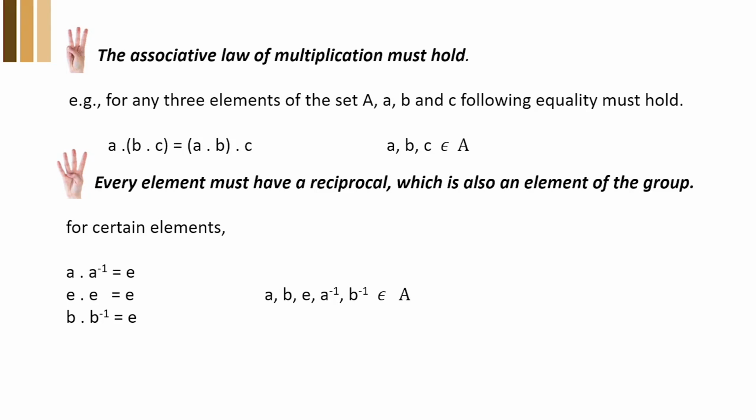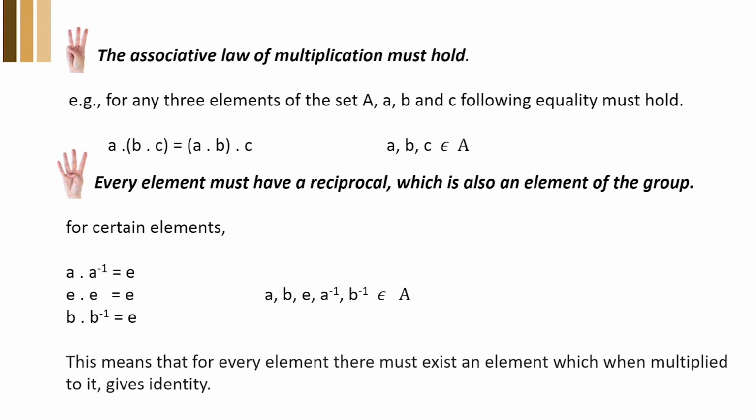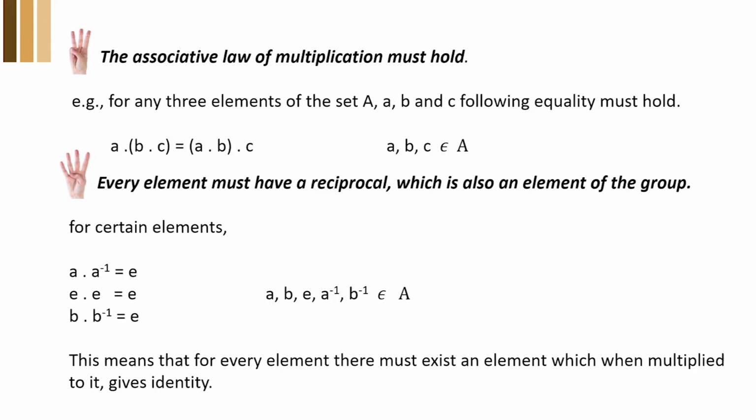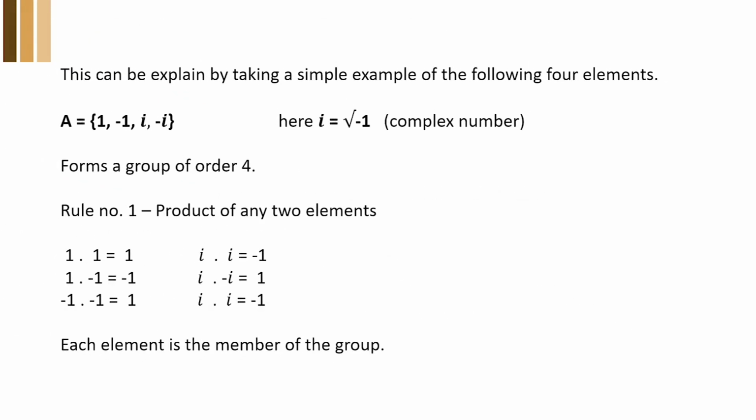These elements should be the member of that particular set. So if this postulate is fulfilled, then we will see that this particular set can be given a status of a group. An example of this kind, A = {1, -1, i, -i}, can be taken for consideration. There are 4 elements, so the order of the group is 4.